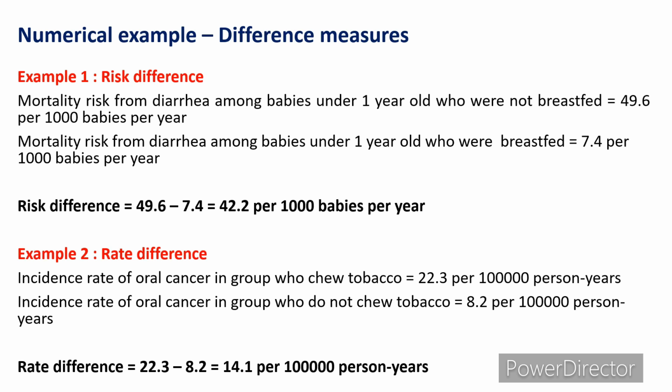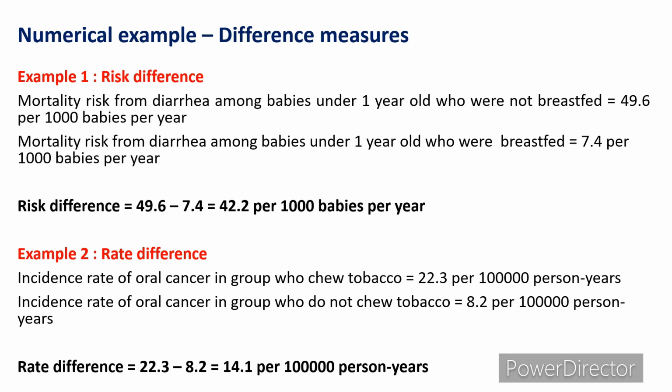Now let's look into the numerical examples for both the measures, that is the risk difference and the rate difference. In example 1, the mortality risk from diarrhea among babies under 1 year old who are not breastfed is 49.6 per 1000 babies per year. And the mortality risk from diarrhea among babies under 1 year old who are breastfed is 7.4 per 1000 babies per year. So what is the risk difference here? We just directly subtract the incidence risk in exposed minus unexposed, that is 49.6 minus 7.4, that is 42.2 per 1000 babies per year is the risk difference.